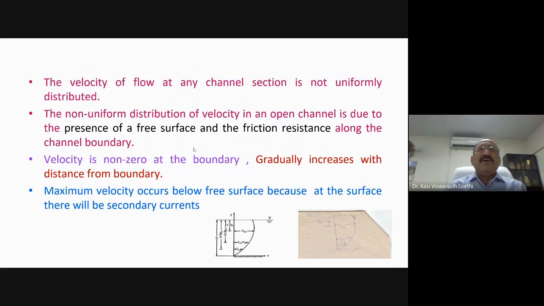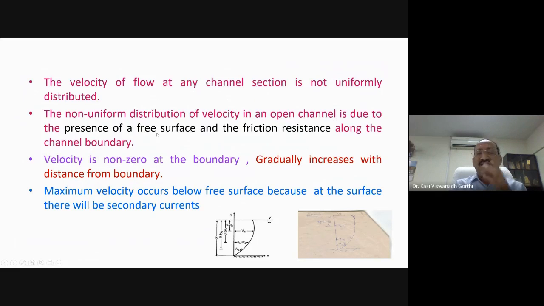But since water is also a real fluid possessing viscosity, and there is some resistance to the motion from the channel boundaries as well as from different layers of the water, you may identify that there is variation in the velocity, which is not uniformly distributed. The non-uniform distribution of velocity in an open channel is due to the presence of the free surface and the frictional resistance along the boundary of the channel.